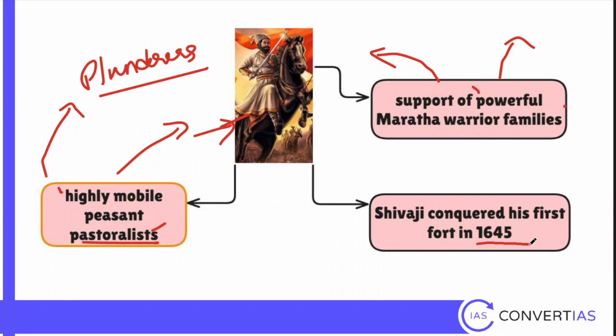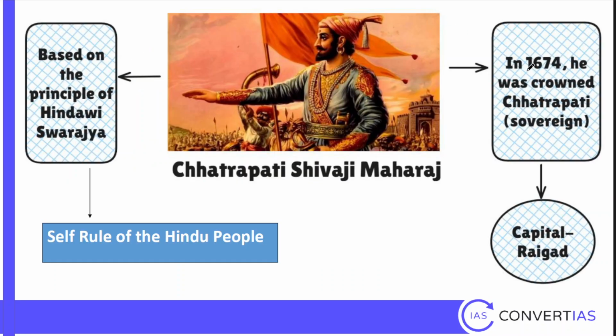It is in 1645 that he made his first conquest of a fort. Remember this year? It is in 1674 only that he gets the title Chhatrapati. So for almost 30 years after his first conquest, he remained the nominal head. He remained the all-powerful person, but not the Chhatrapati. It is in 1674 that he crowned himself Chhatrapati. Chhatra means umbrella. Chhatrapati means keeper of umbrellas. Why? Because there were a lot of families involved. So he had to be the sovereign of all those families together. That's why this title. And his state was based on the principle of Hindavi Swarajya.